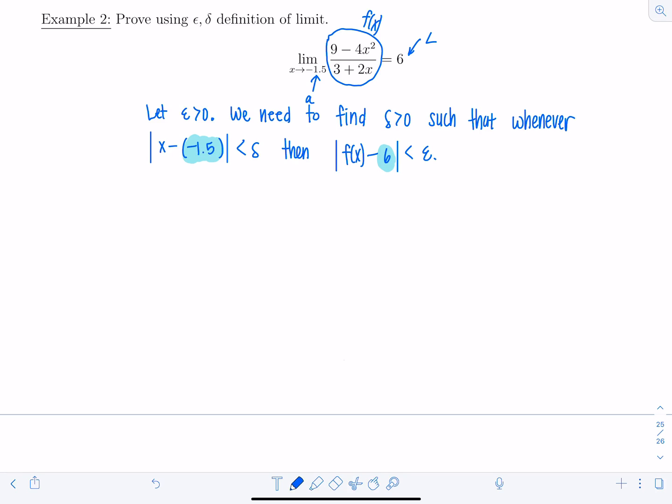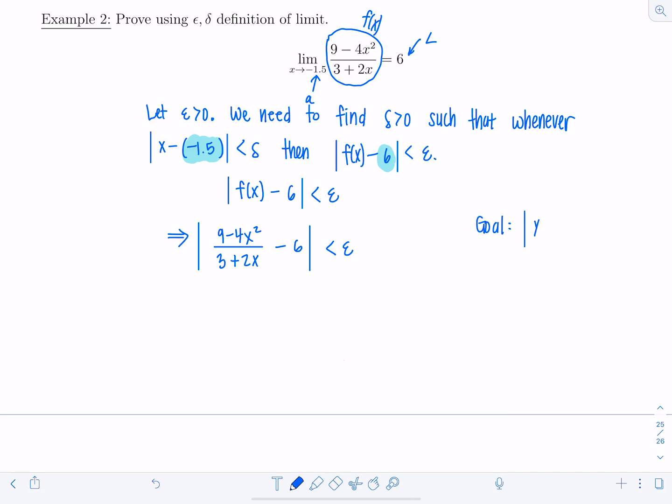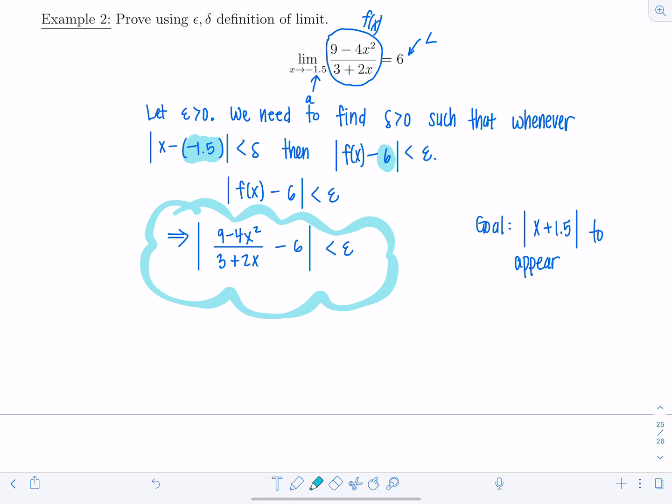Okay, then you kind of work them backwards. So you start off with absolute value of f of x minus 6 has to be less than epsilon, right? You're only allowed a certain amount of wiggle room in the y direction. And then now you come and start plugging in. Okay, so in this particular case, f of x is (9 minus 4x squared) over (3 plus 2x). So that minus 6 is less than epsilon. And remember, your goal is to find delta. So you want to get x minus a, so in this case, x plus 1.5, to appear as you manipulate this stuff here. Okay?